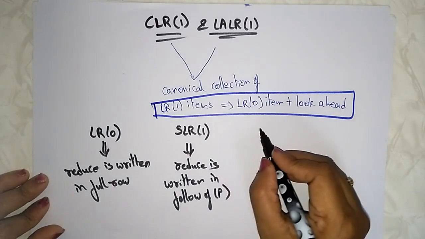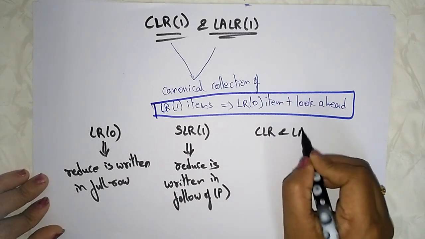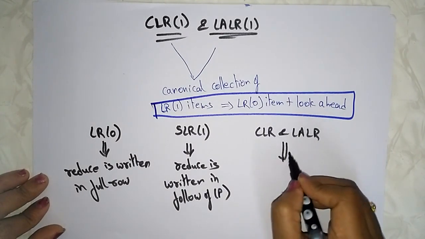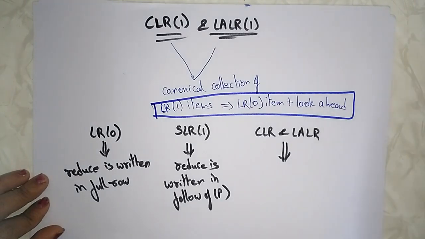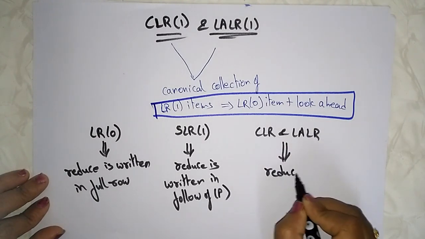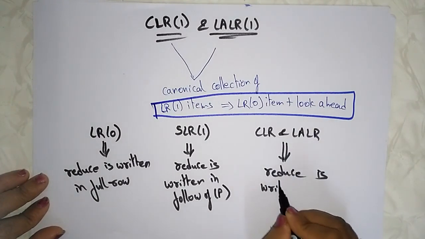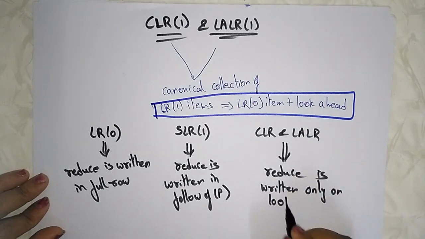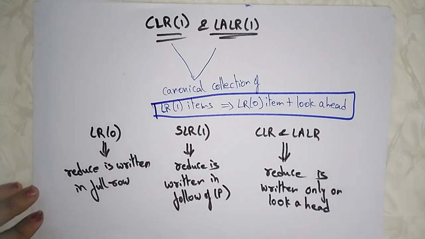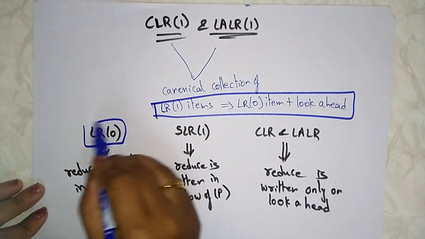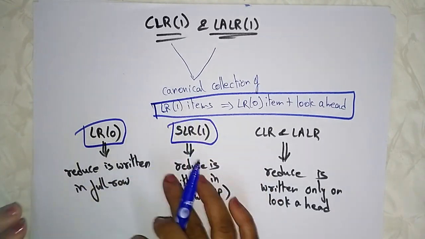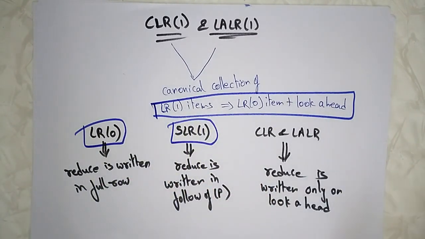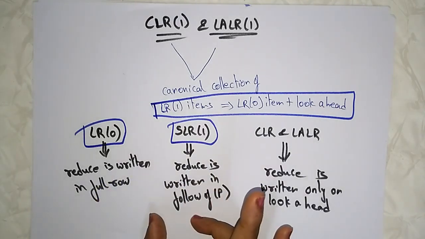Then what about the CLR and LALR? Both use reduce only on look ahead. This is the main difference between these, so you have to remember that. I hope you understand what is meant by reduce written in the full row and only in the follow of P. If you see my videos on the LR(0) example and SLR(1), you will get an idea.